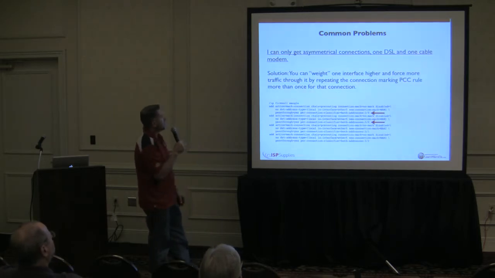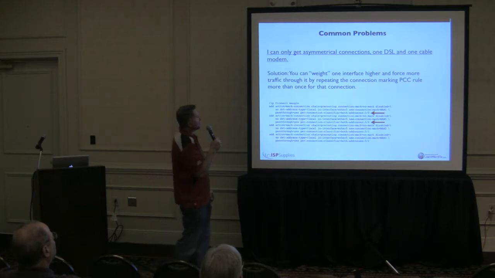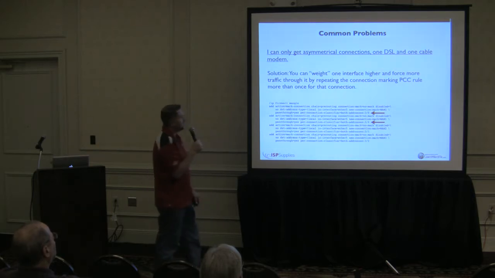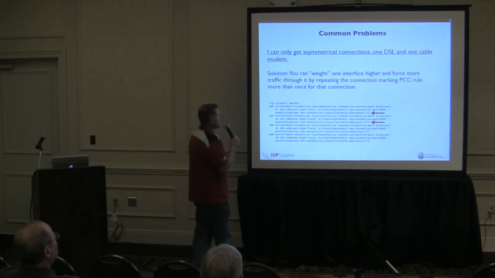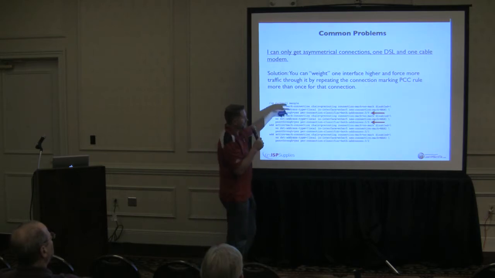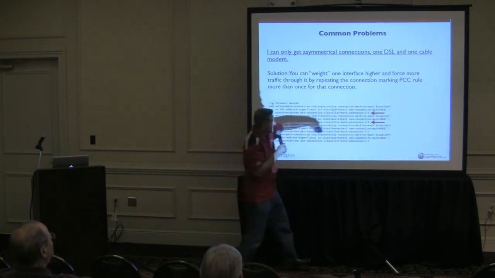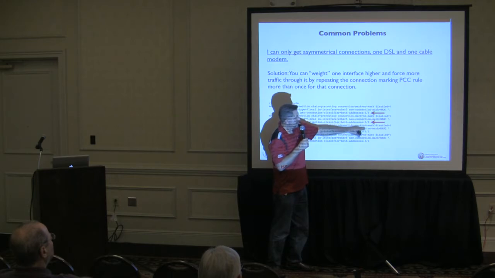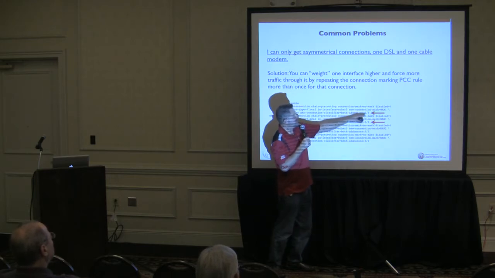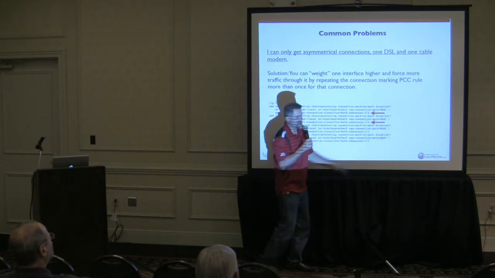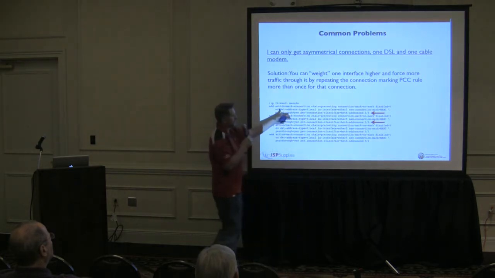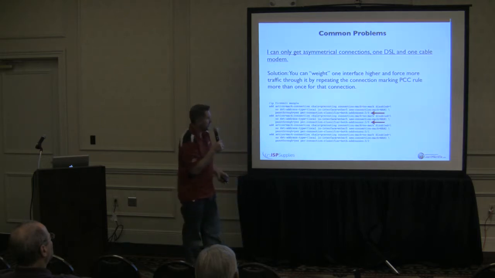Another problem, I can only get asymmetrical connections. I can get one DSL and one cable modem. Not a problem. You can actually weight one interface over the other and force more traffic to go through one. All you do is just repeat the PCC rule. So instead of just doing 3 of 0, 3 of 1, and 3 of 2, you can do 3 of 0, repeat it, 3 of 0, 3 of 1, 3 of 2. In this scenario, we would weight one extra stream of traffic out WAN 1.